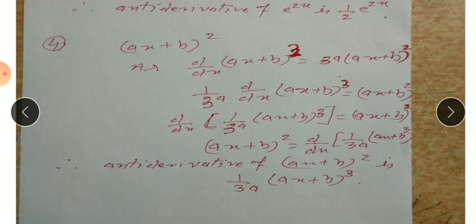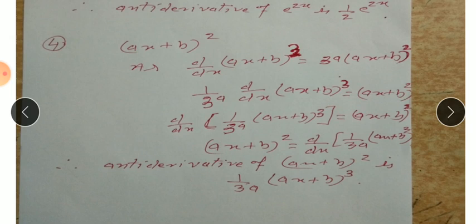Now transpose 3a from right hand side to left hand side. This is 1 upon 3a d dx of (ax plus b) whole cube is equal to, in right hand side, this is (ax plus b) whole square.